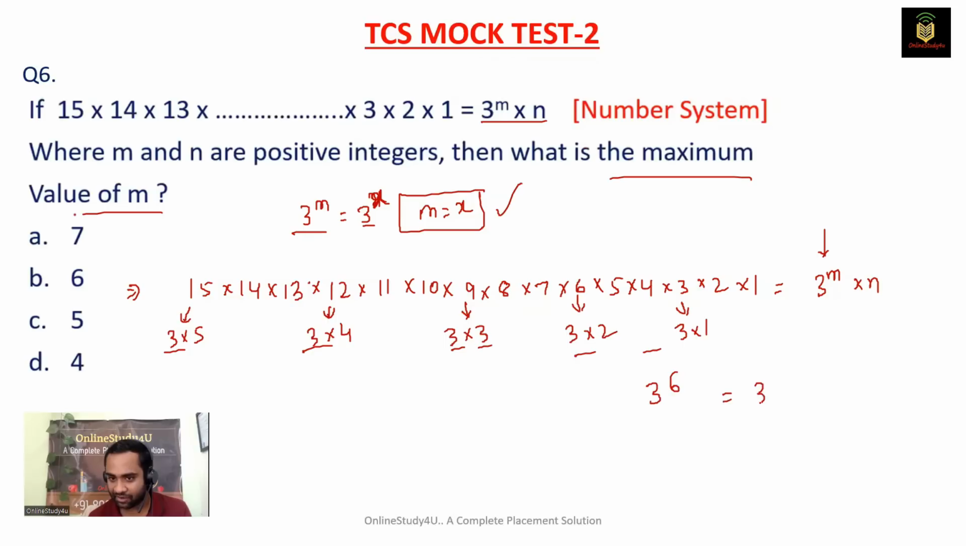Okay, and here it will become 3 to the power m. We do not have to do anything with n, n is not our problem. They're asking you to find the value of m, which means the power of 3. So m is equal to 6. So m is a positive integer, and what is the value of m? So m will be 6.